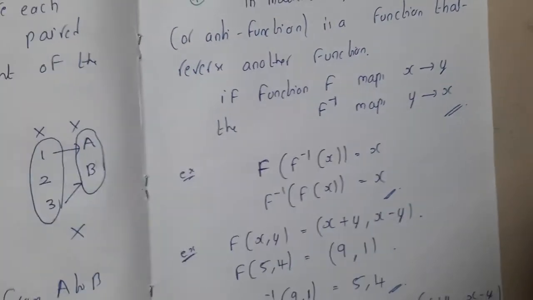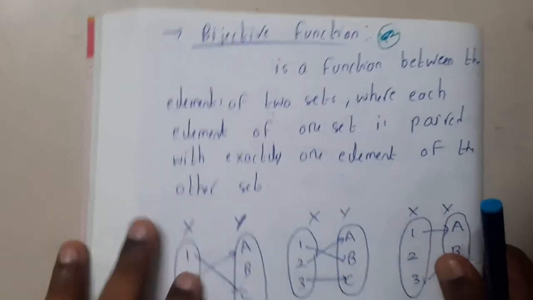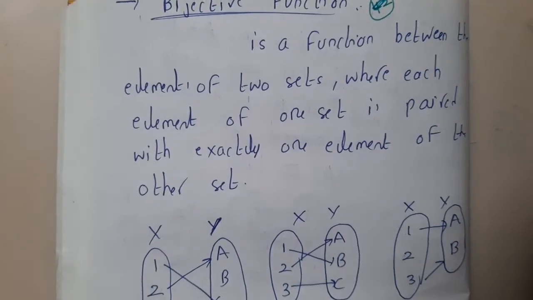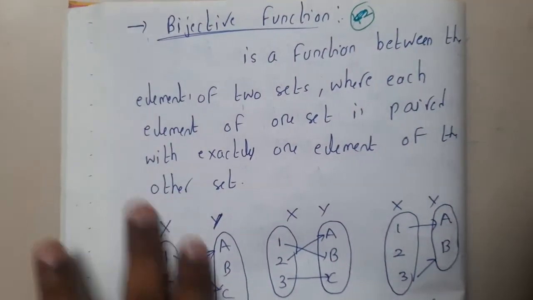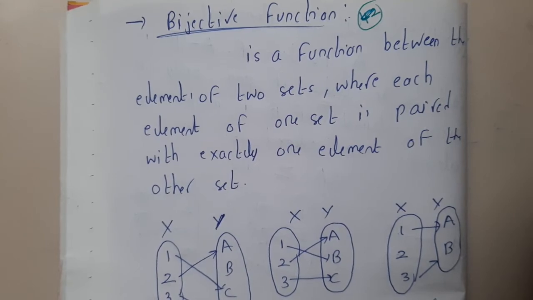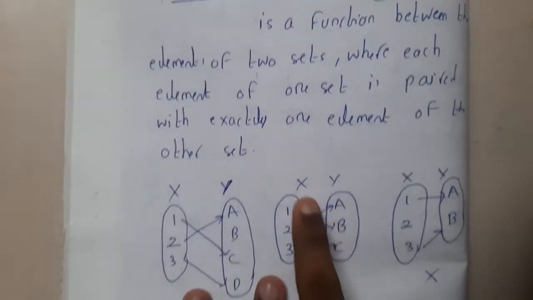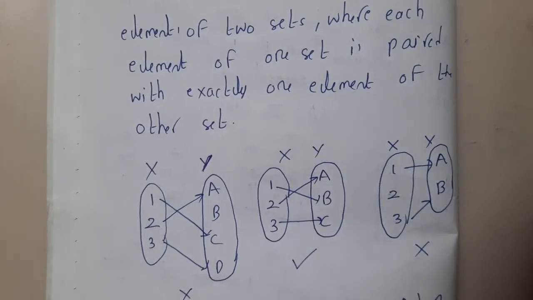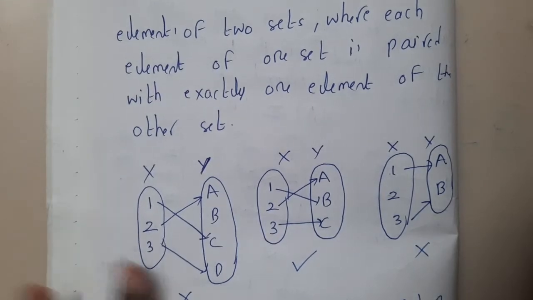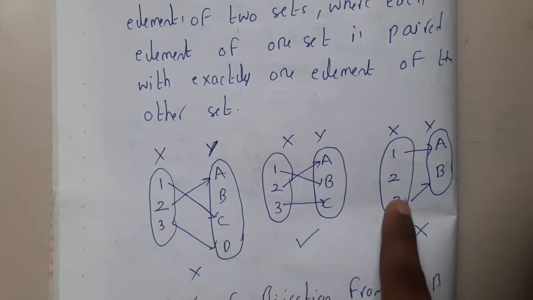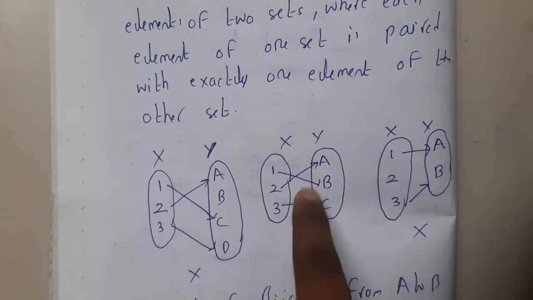Now let us go through the next type of function, which is a bijective function, guys. To be clear, bijective functions are far easier than onto and one-to-one functions. What a bijective function says is that whatever elements are in X, whatever elements are in Y, they should be mapped to each other exactly once and everyone should be mapped. So indirectly it is forcing us to have an equal number of elements in both. Any other case will be false.